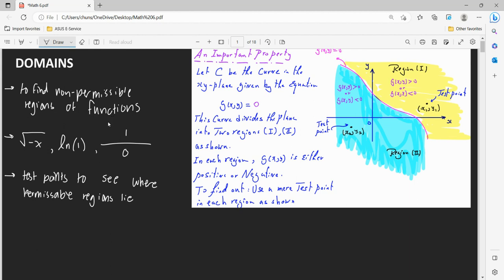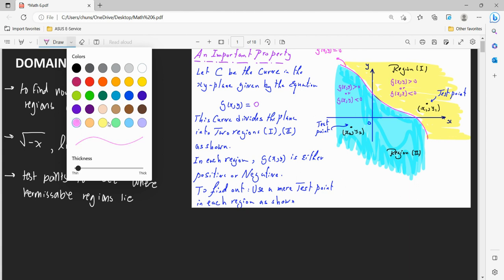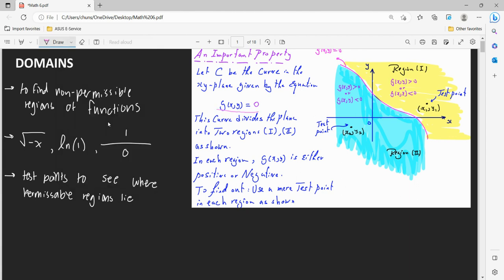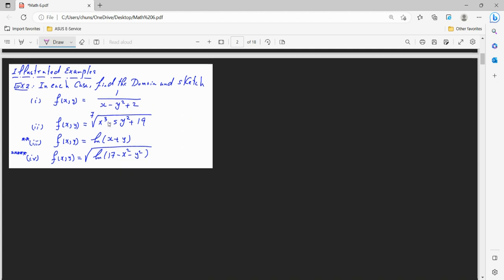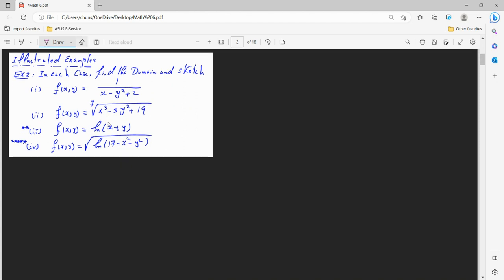But in this space here, we have a curve that represents this function given here. So that splits our graph into two different regions, region 1 and region 2. And we would use two test points, one in each region, to see if it satisfies the properties of that function where it produces real and defined numbers. Okay, so let's take a look at some illustrated examples.